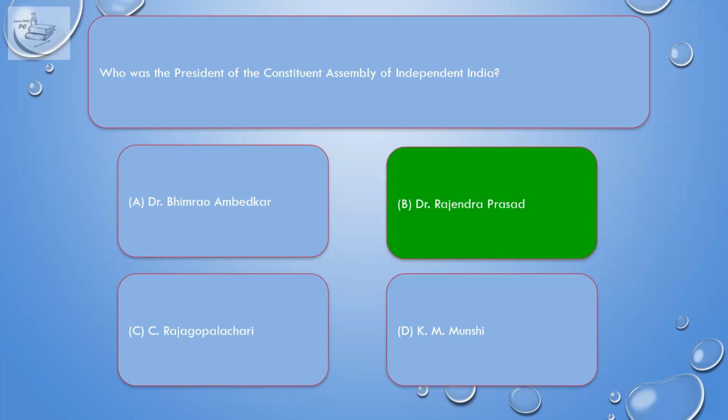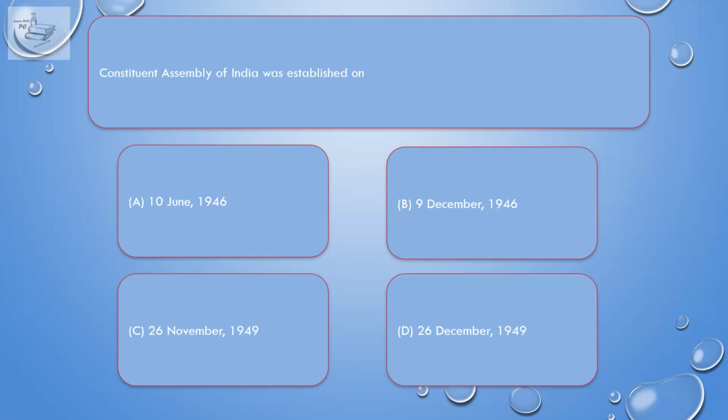Rajendra Prasad. Question: Constituent Assembly of India was established on A. the 10th of June, 1946. B. the 9th of December, 1946. C. the 26th of November, 1949. D. the 26th of December, 1949. Correct answer is B. the 9th of December 1946.